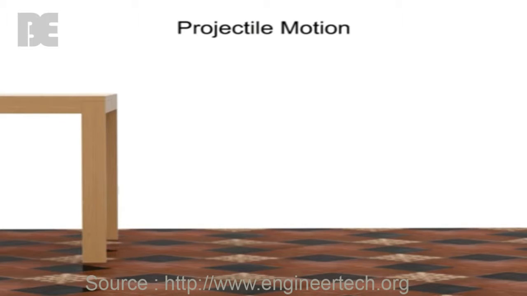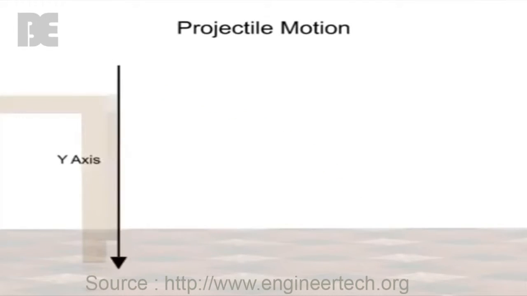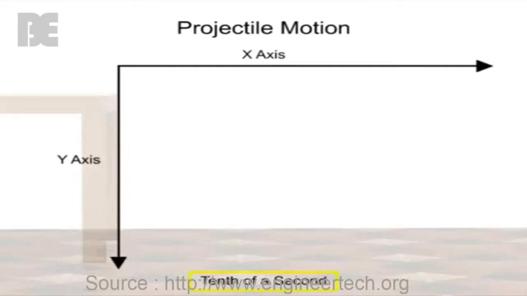To better understand the nature of projectile motion, consider a ball rolling off a table. Notice that as the ball leaves the table and falls through the air, its path follows a downward arc. Let's chart the ball's vertical and horizontal motion for every tenth of a second of fall, where the x-axis is changed in the horizontal motion and the y-axis is changed in the vertical motion.